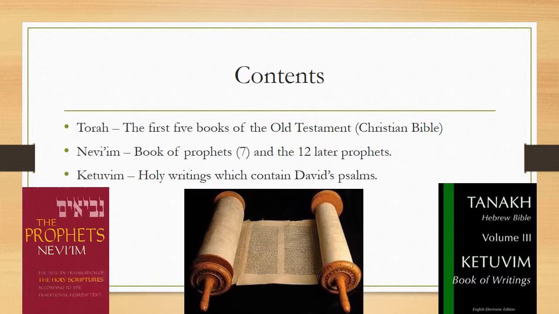Note, all of the books in the Tanakh, as listed here, are in chronological order, meaning that the Torah is the first book of the Tanakh, and Ketuvim is the last book of the Tanakh.